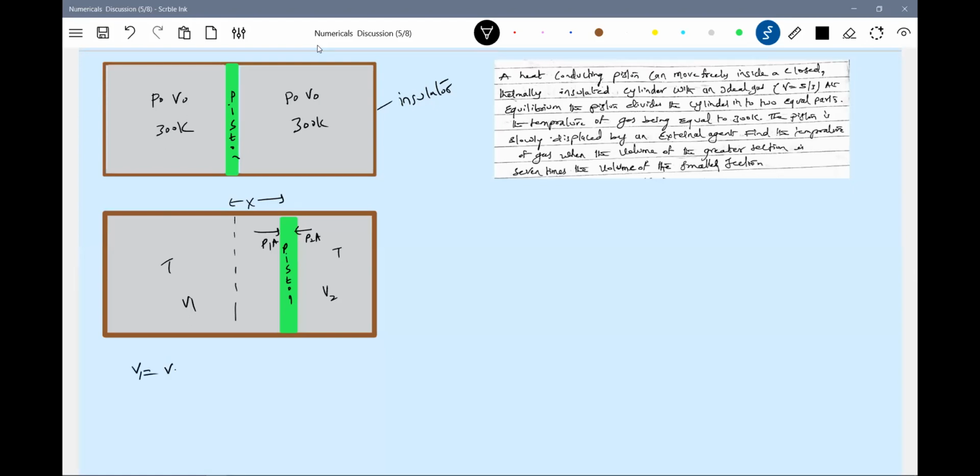V1 equal to 7 times initial. When the volume of the greater section is 7 times the volume of the smaller section, V1 should be 7 times V2. What is V1? V0 plus AX. What is V2? V0 minus AX. This is one thing. So let's add these up, and V1 plus V2 should be equal to 2V0.